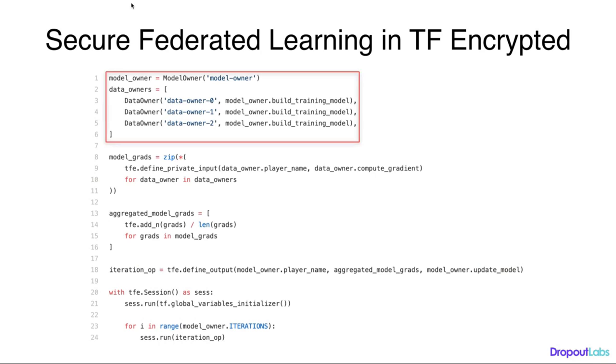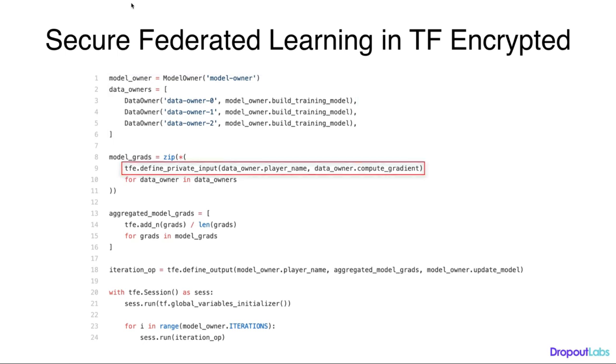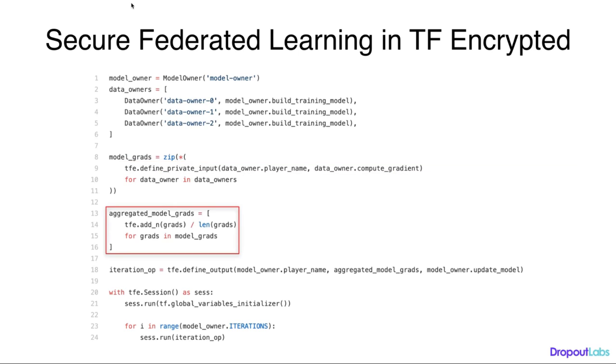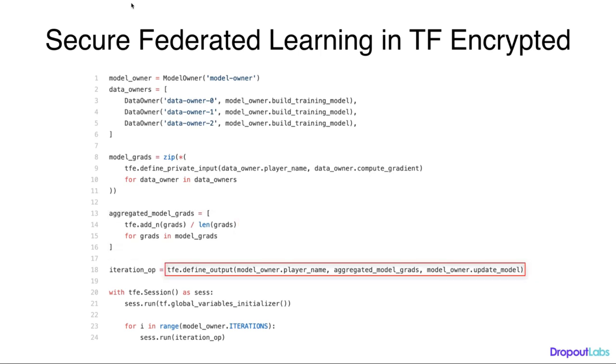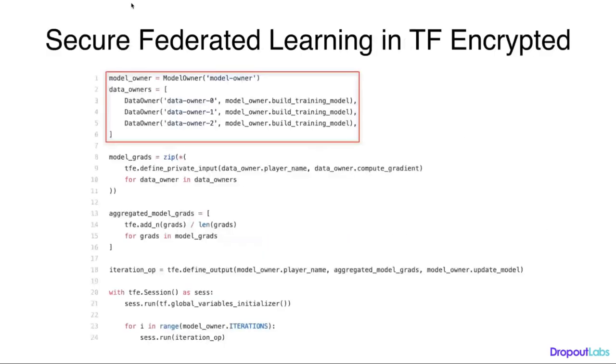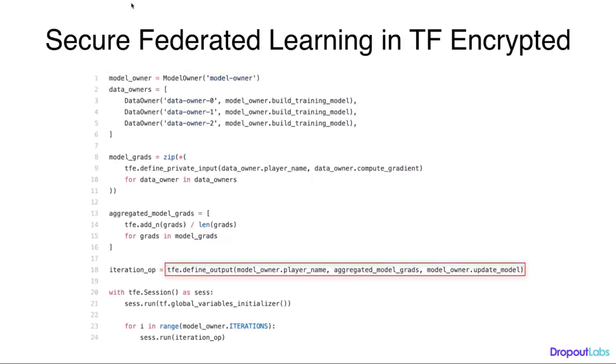So we say we have one model owner. We have three data owners in this case. They each build a model locally on their devices by asking the model owner what the model we're dealing with looks like. Once that's done, we ask each data owner to compute gradients based on the current value of the model. We then take an average, in this case on the secret shared values. And we send this back to the model owner and ask him to update the model based on this average. Then we just run this at the bottom for any number of iterations we want.